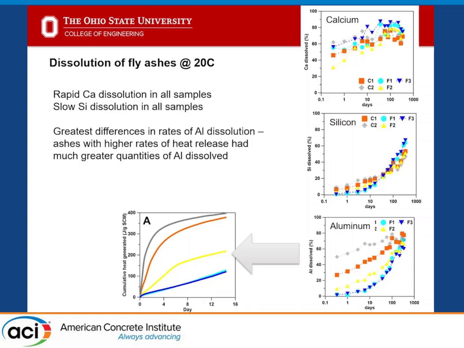Where we see the difference in behavior is in aluminum dissolution. And so we actually see a pretty good correlation between the amount of aluminum that is dissolving from the system and the heat release that was generated in that lower temperature R3 test.